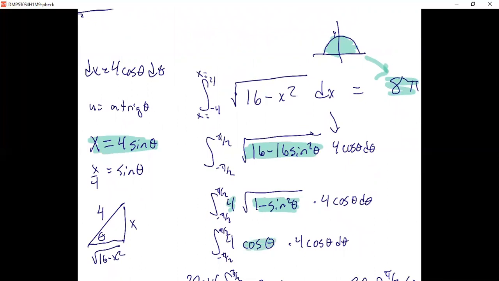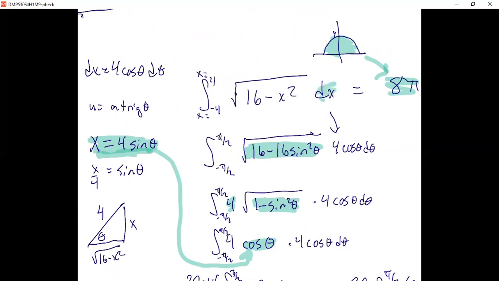The driving force for why I would think about doing that kind of substitution is that when I do the substitution, I end up with something really, really nice. That is cosine of theta. But then we have to clean everything up, because cleaning everything up is really, really important.